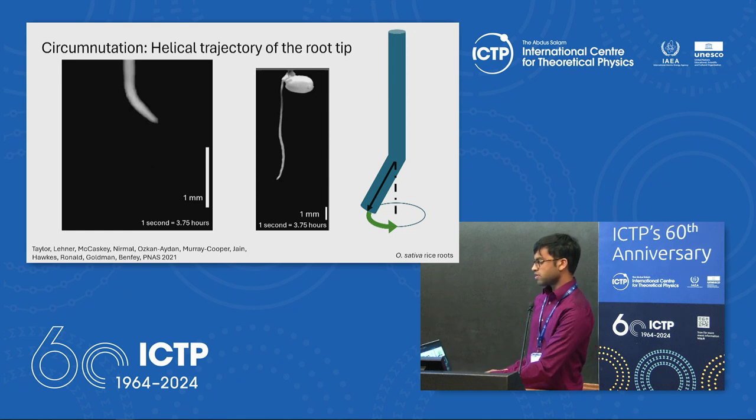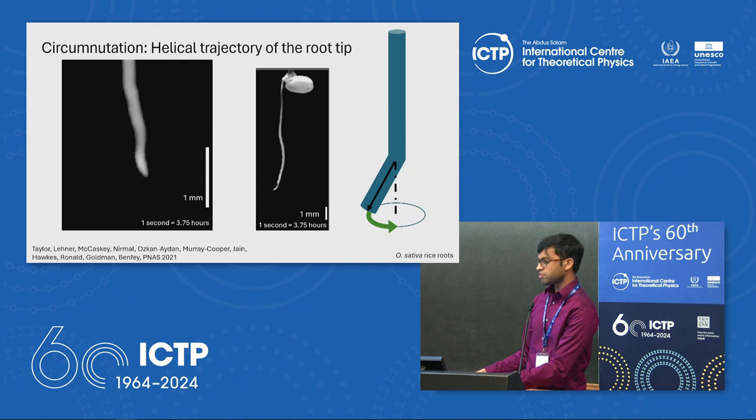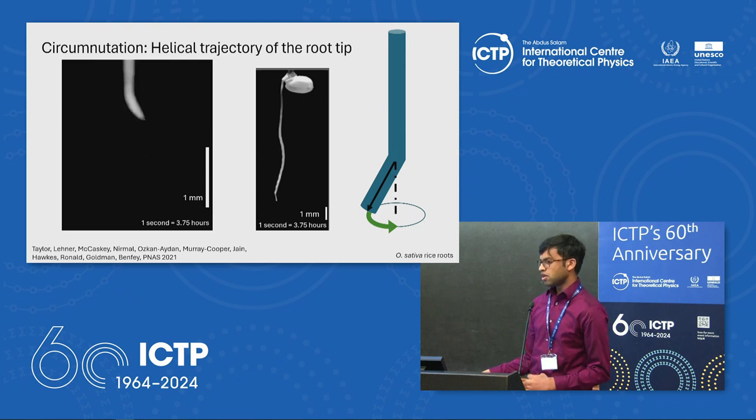Rice roots are very important agriculturally, and we also have the genome map. So this, alongside Arabidopsis, is one of the most popular plants studied. But we found that this behavior is very important in penetration and exploration.